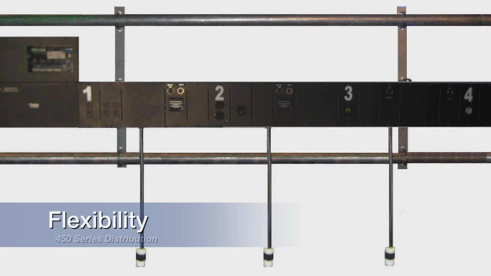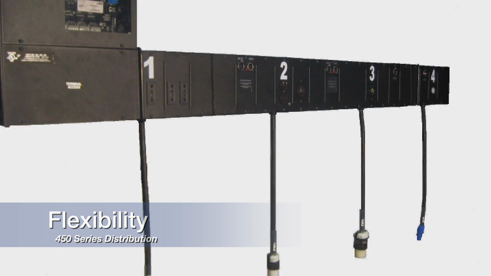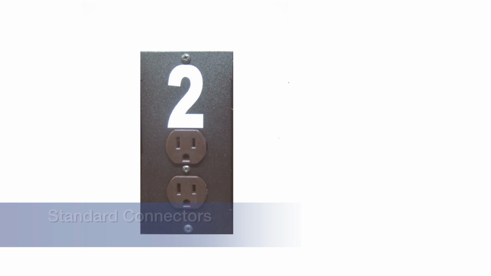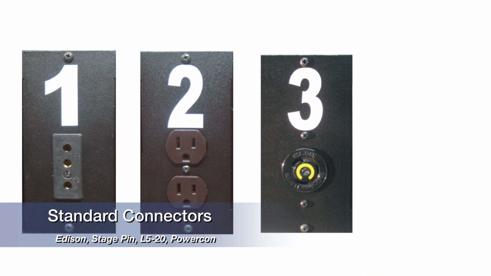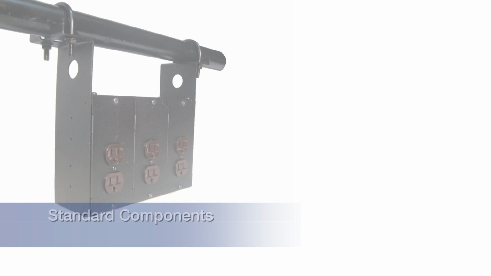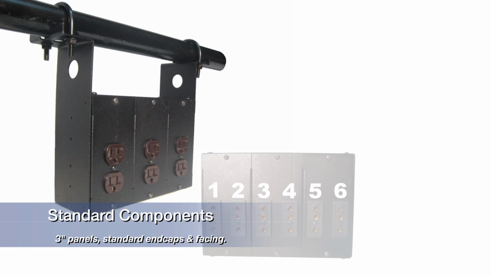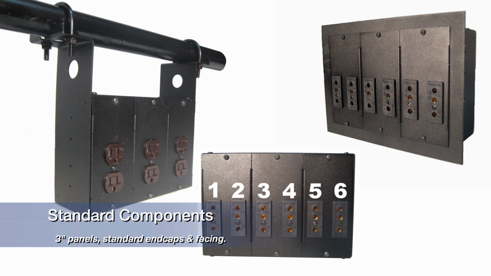Altman 450 distro is the most flexible distribution system for any fixture or power application. 450 provides many connector options including Edison, stage pin, L520 twist lock, as well as PowerCon and even Socapex or Veam connections as standard. The 450 Power and Data Distribution System is based on a flexible 3-inch panel layout, standard end cap, and facing accessories.